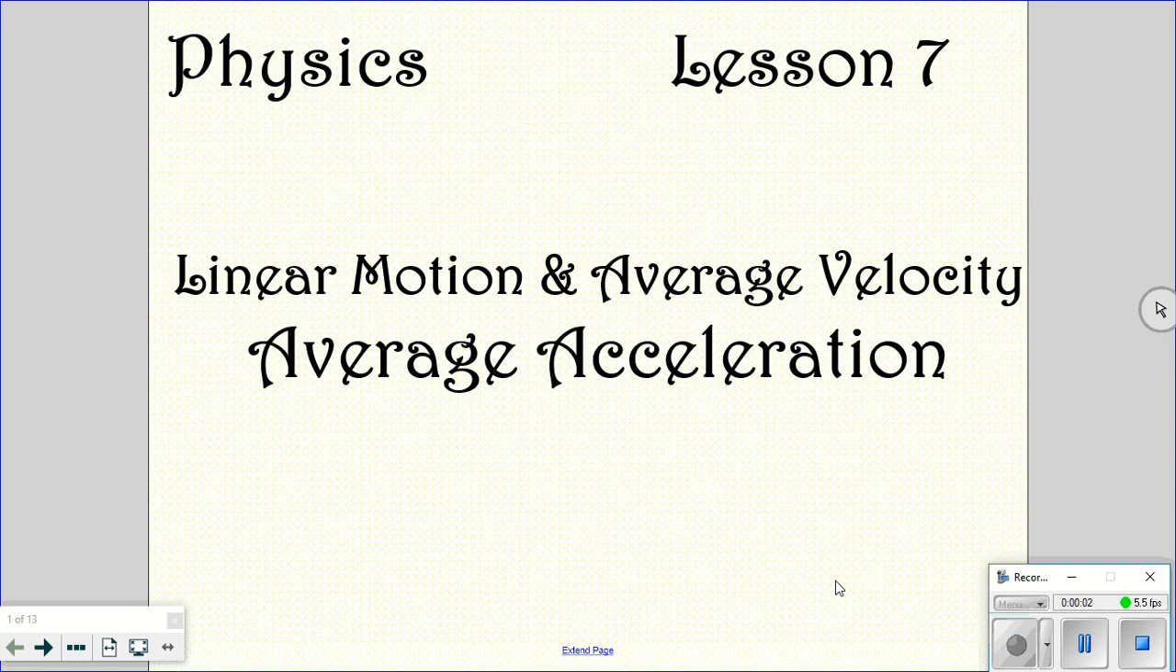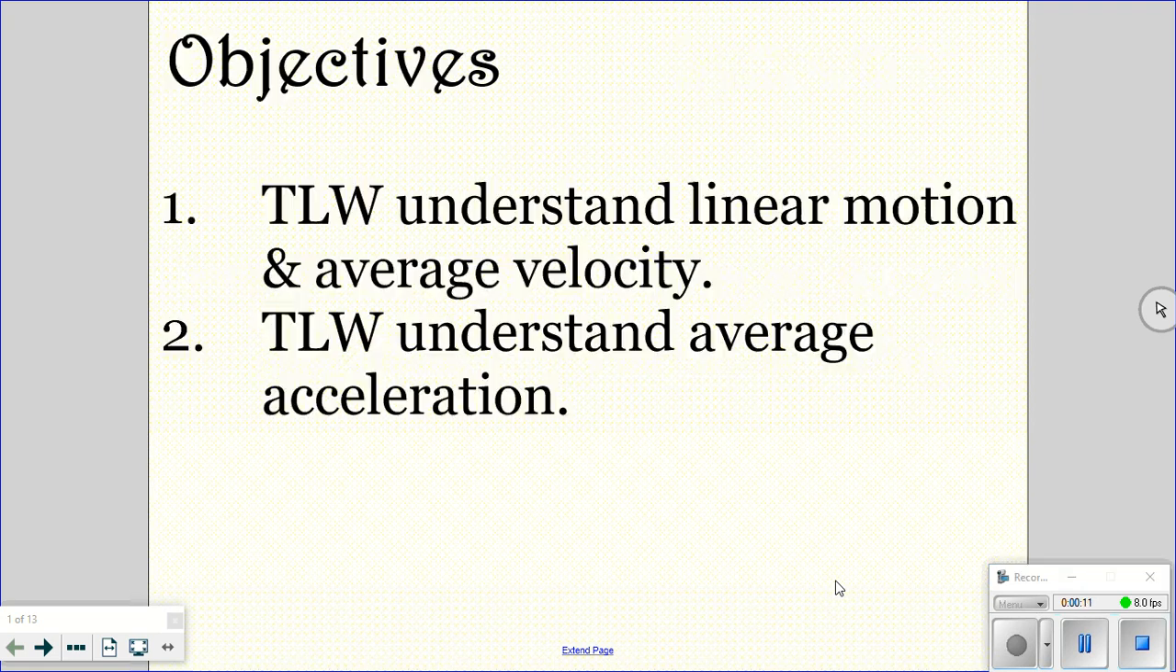Alright, so today we're looking at lesson 7. We're going to look at linear motion and average velocity, and then we're going to look at average acceleration. So hopefully after this lesson you'll understand linear motion and average velocity as well as average acceleration.